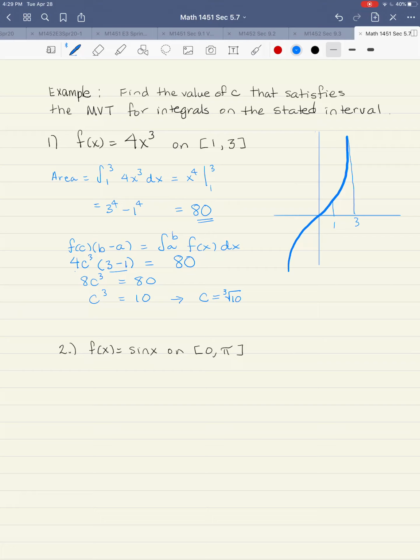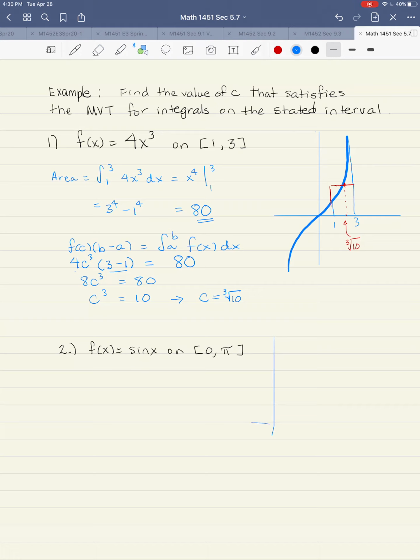Here's where I need you guys in class to tell me where I make my mistakes. So c is going to be the cube root of 10. Now that makes more sense. That's a number that fits in here. And my guess is that it's somewhere over here. So let me put it in red. Cube root of 10. That it's this rectangle, maybe even closer to 3, that has the same area.